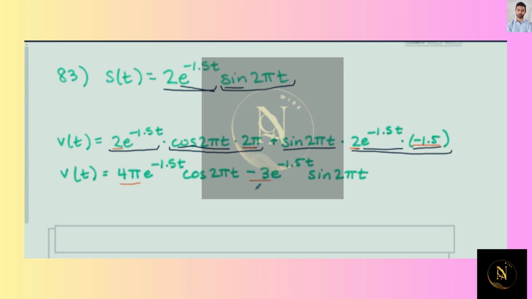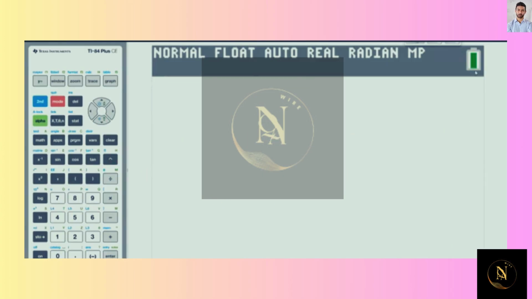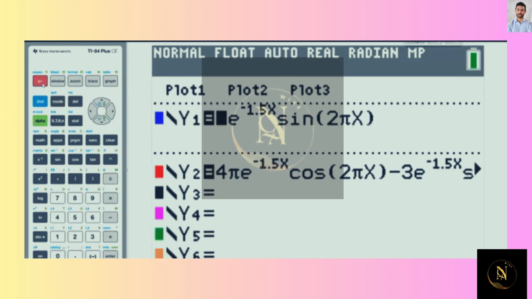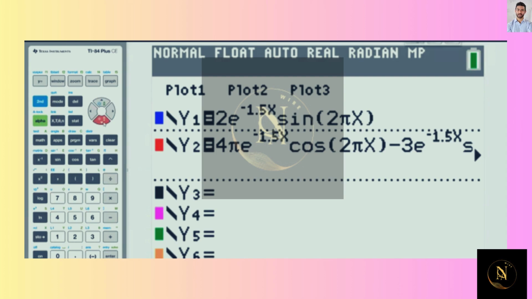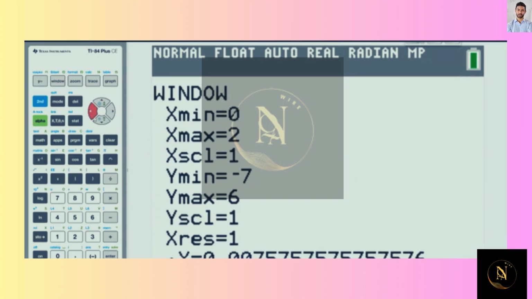So what we want to do now is take both the position equation and the velocity equation and graph them on a calculator. So we grab a calculator, we go to y equals, we type in the position function that we were given, and we type in the velocity function as well. And we want to look at them for times between 0 and 2. So we can go to Window, and we can change our x-min to 0 and our x-max to 2.